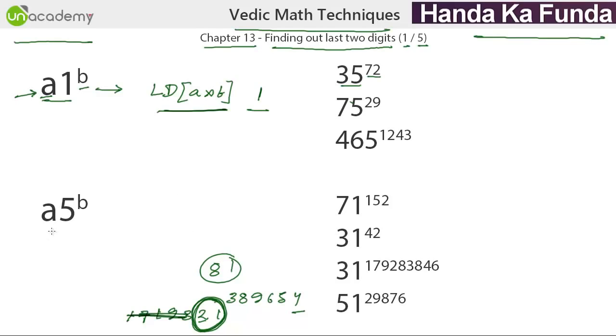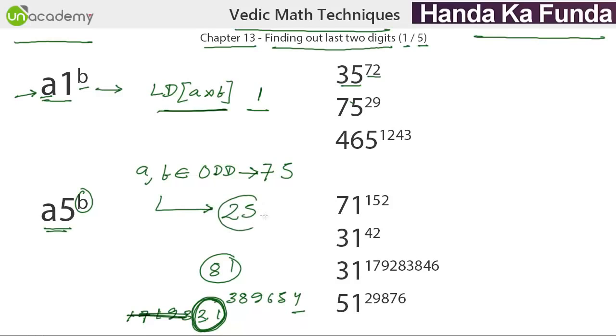On the other hand, if you get a number ending in 5 raised to a particular power, A5 to the power of B, in that case, if A and B both are odd, your last two digits will be 75. In all other cases, your last two digits will be 25. That's it. So if both the number which is before 5 and the power to which it is raised are odd, then you get 75 as the result. Otherwise, you get 25 as the result.